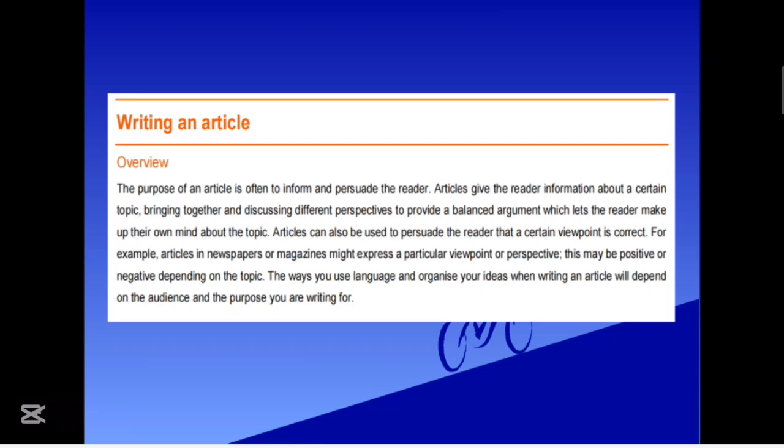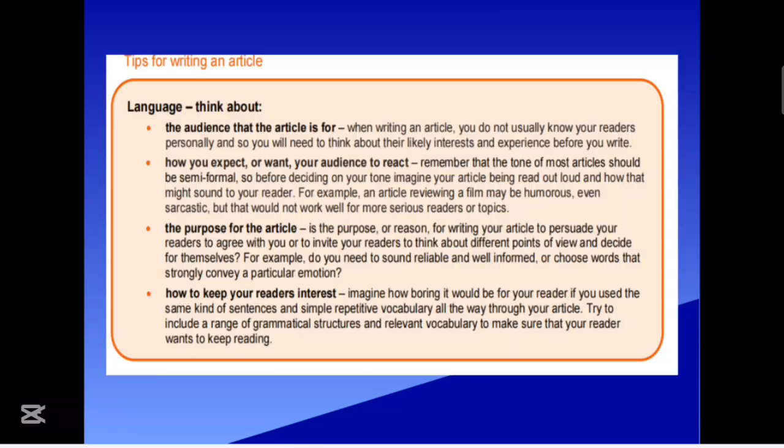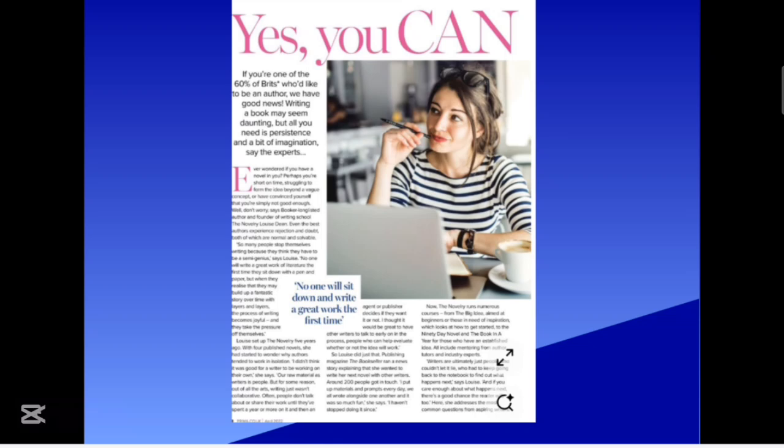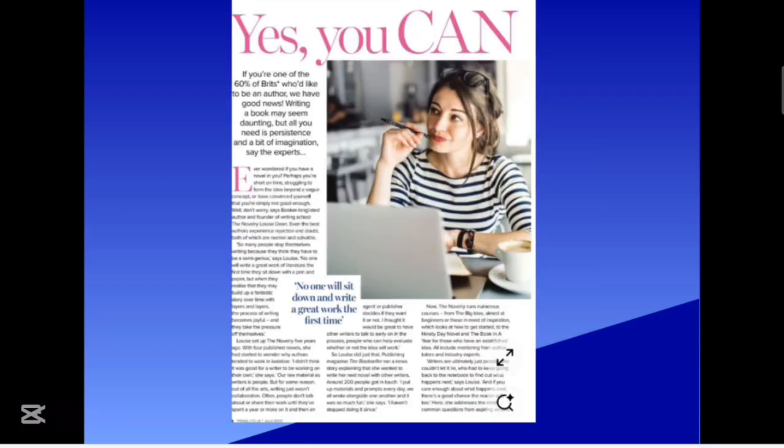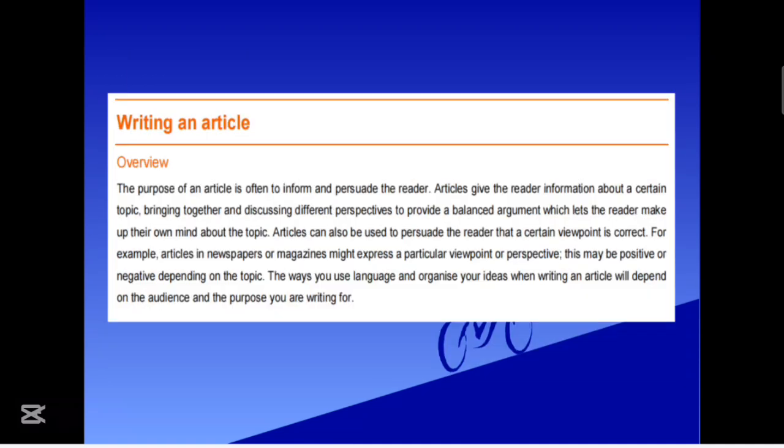Now let's talk about article writing. An article is something like this. If we just have a look at this, this is an article and it has this title here. This is an article from a magazine. So when you write an article, your heading, your title, your headline must be very prominent. Then after that you can write your own name. Okay, let's read this.